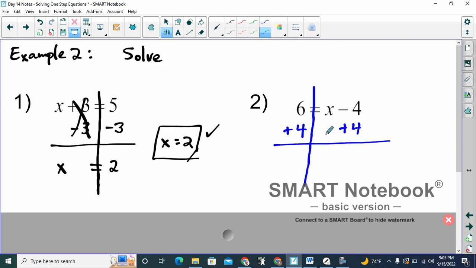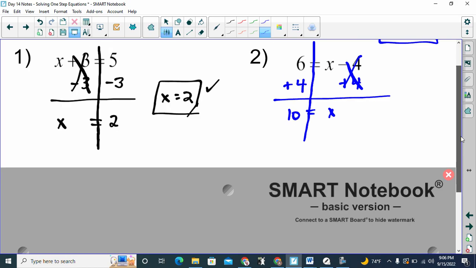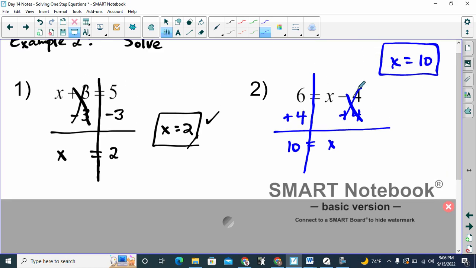On the right side of our equation, minus 4 and plus 4, those cancel each other out. And I bring down my x equals 6 plus 4, which is 10. 10 equals x, x equals 10. Those are the same thing. Again, you can verify. 10 minus 4 equals 6. Sure does.